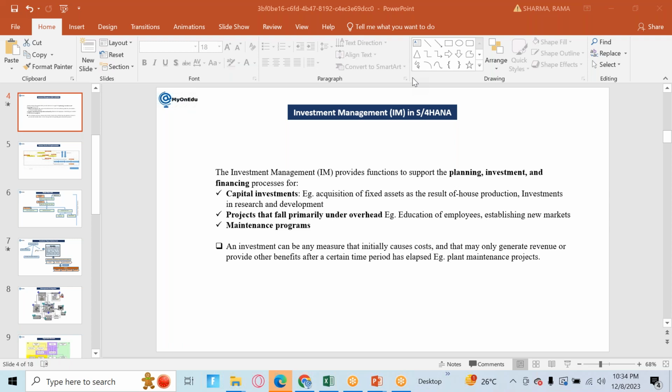Then what about the in-principle approval? In-principle approval, what happens? Let's say if it is new, it has to be as per the specification and the norms. That is in-principle approval; norms have to be followed. So it depends on the project.